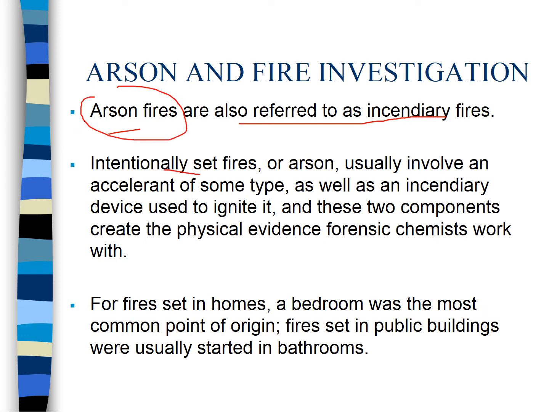So intentionally set fires or arson usually involve an accelerant of some type as well as an incendiary device used to ignite it. So dia akan ada dua lah. Yang pertama adalah sesuatu yang akan mempercepatkan berlakunya kebakaran, dan yang kedua adalah device yang boleh menyebabkan kebakaran tu berlaku. Dia akan menjadikan keadaan tu terbakar lah, menghasilkan fires. So these two components create physical evidence forensic chemists work with. So ini yang akan digunakan sebagai evidence for the forensic chemist.